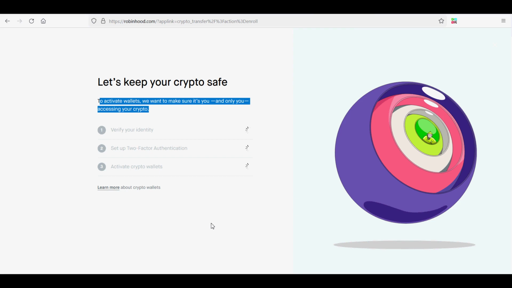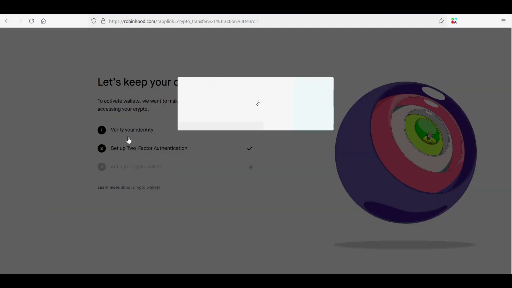Third, you need to verify your identity to sign up for a Robinhood crypto account. Verify your identity using a photo of your government-issued ID. Acceptable forms of ID include a driver's license, state ID, passport, passport card, or permanent resident card. You also need a live photo of yourself. You may be asked to take a selfie using your smartphone or webcam. Make sure you're in a well-lit place to take your photo.